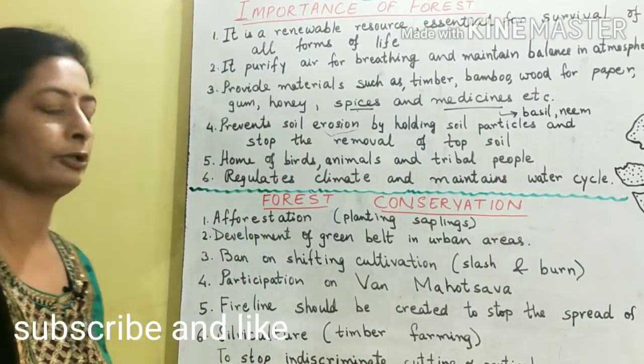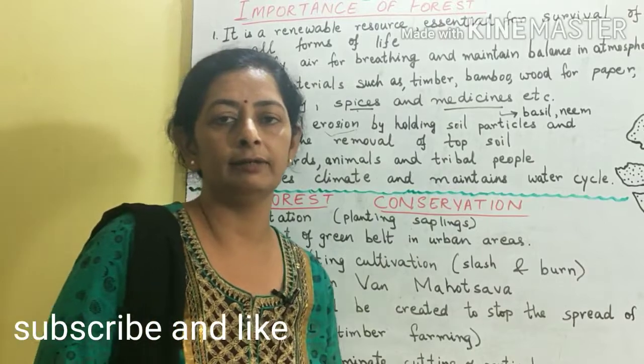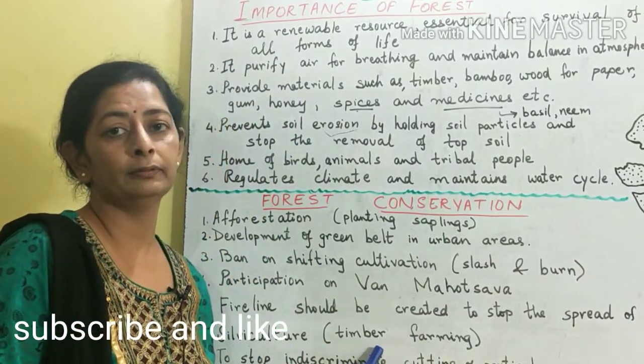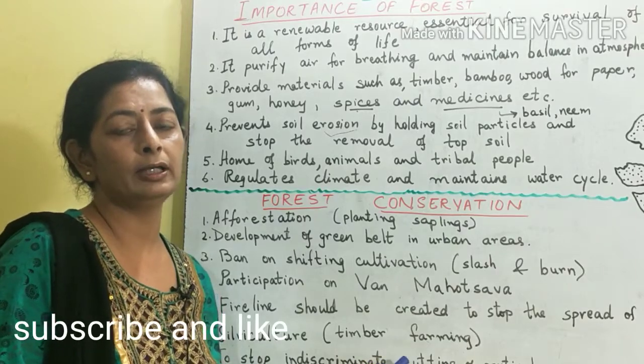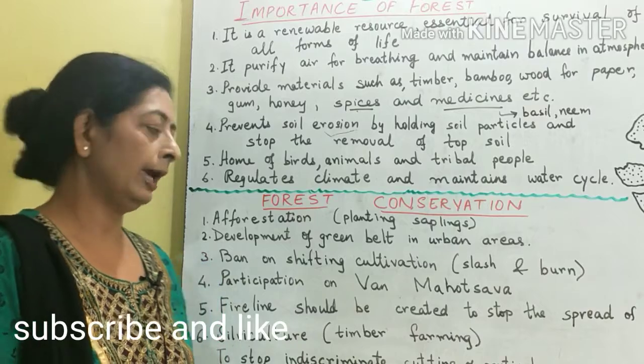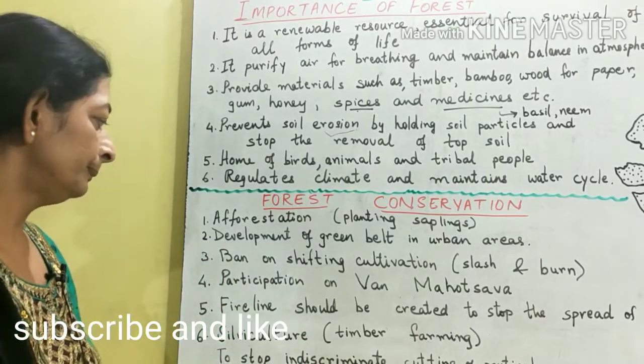Sixth is silviculture. Now what is silviculture? Silviculture is timber farming. Timber is important. It has great economic importance because it is required for the construction of buildings or railway sleepers and many other purposes.